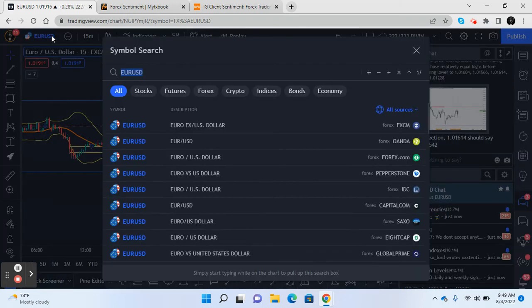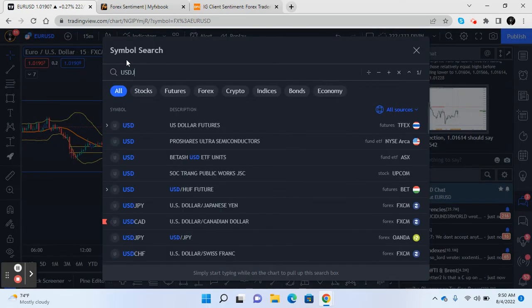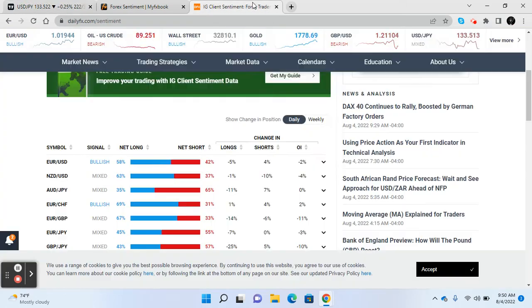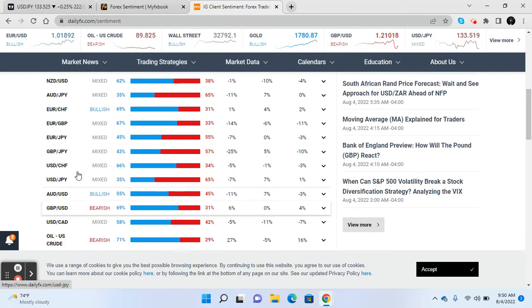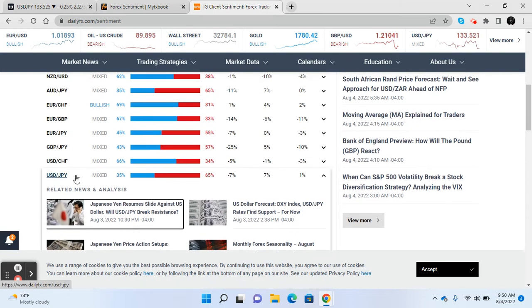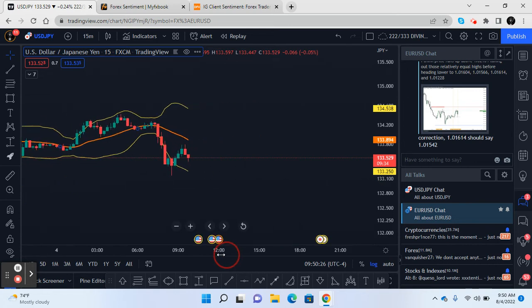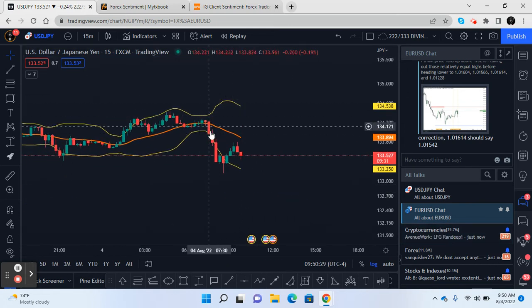So let's look at U.S. dollar Japanese yen. And let's go check out the sentiment over here. All right, we're mixed, so 65% are short. Now, typically when you see mixed, that really just means you're probably going to have to go with the majority on this one. And typically we want to take a contrarian stance, but the majority is going to be in control on this one. And as you can see, for the last couple of hours, we have been in the downtrend pretty good.